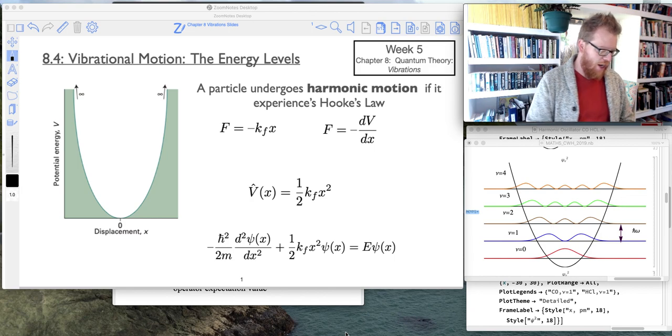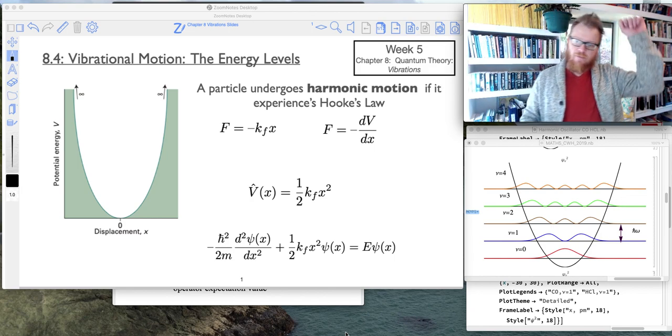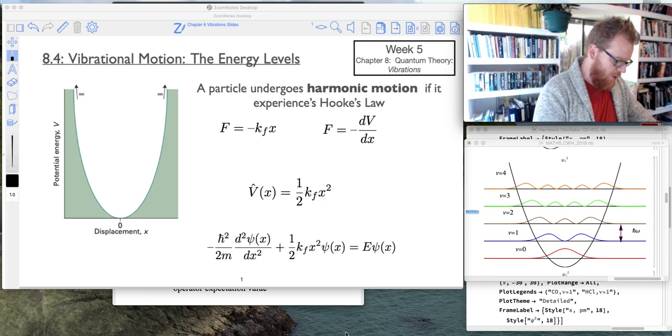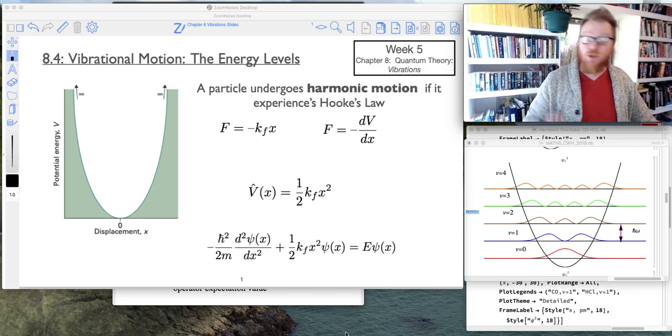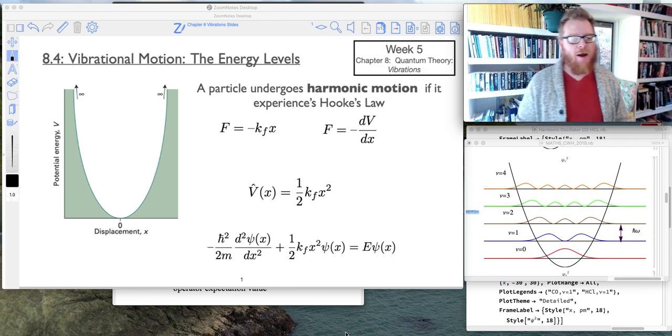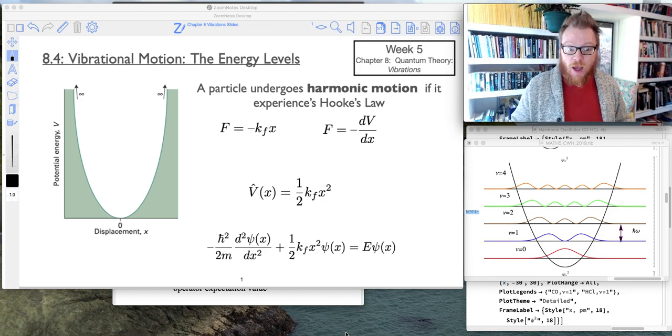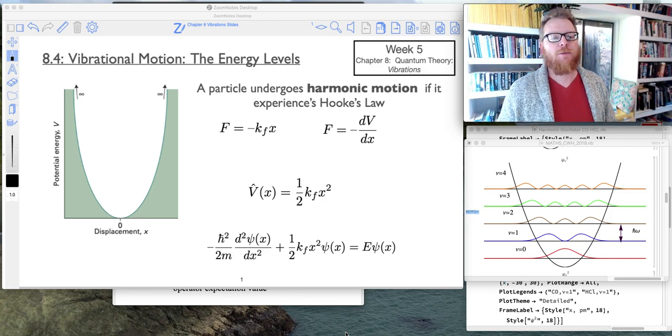Getting into chapter 8. We're getting into the vibrational motion. I love this stuff. This stuff to me is so cool. I do a lot of vibrational spectroscopy, so IR spectroscopy, in my research. So I love getting into this stuff.